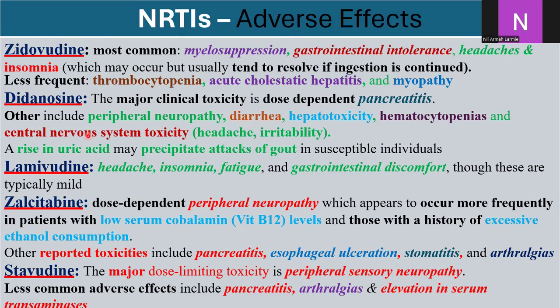Didanosine, on the other hand, has been shown to cause pancreatitis, depending on the dose that is used. It could also cause neuropathy, peripheral neuropathy. It could cause hepatic toxicity. It could cause hematocytopenia. It has caused GI tract effects, diarrhea. It has caused headaches and irritability. These are CNS toxicities. Zalcitabine also causes peripheral neuropathy depending on the dose that is given.